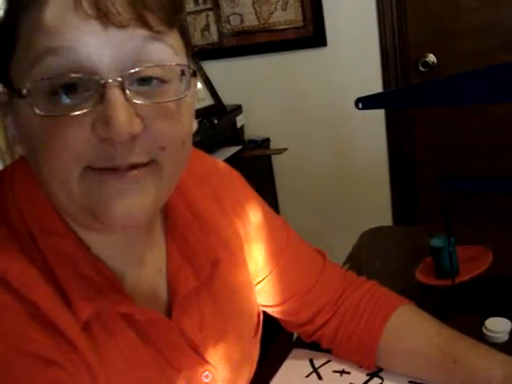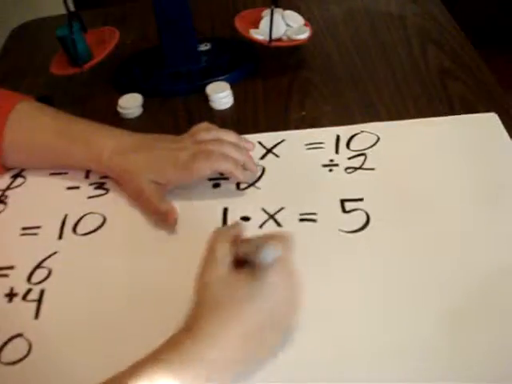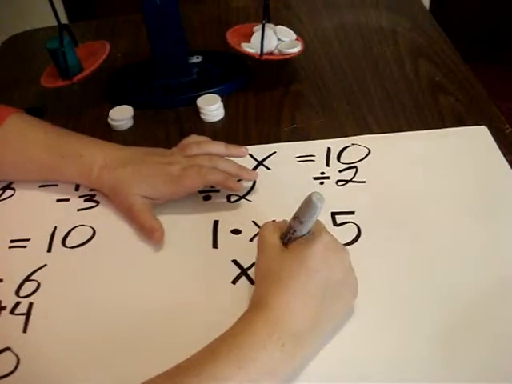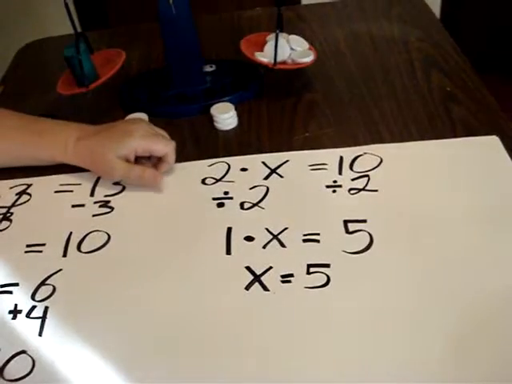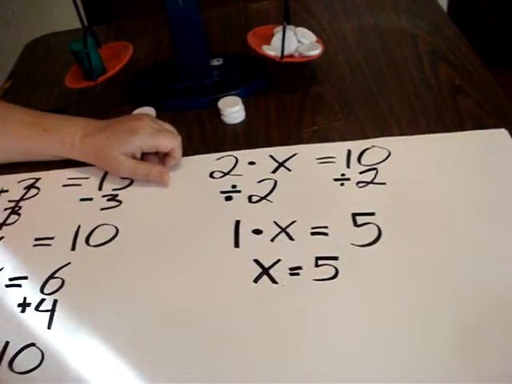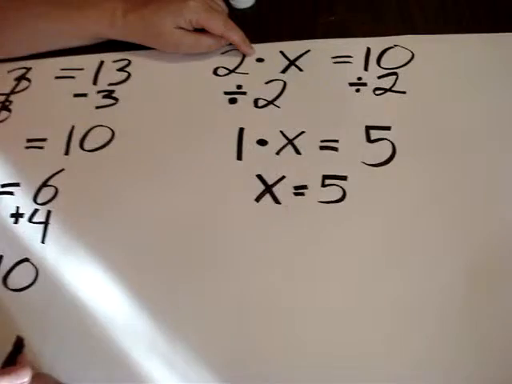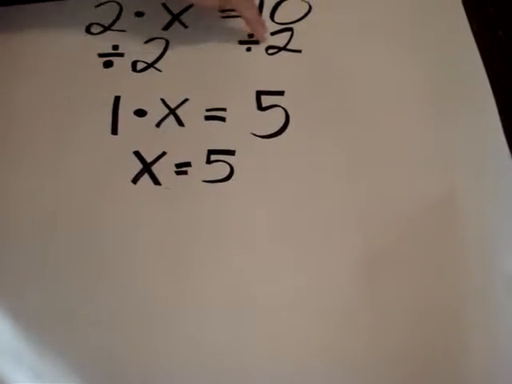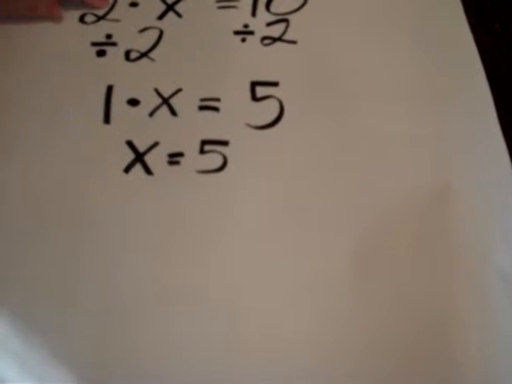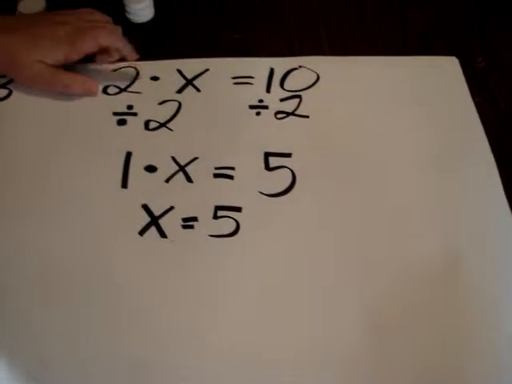It's the identity property of multiplication. 1 times anything is the same anything you started with. 1 times 3 is 3, 1 times 5 is 5, 1 times x is x. So we don't need to write it this way. We can just represent it as x equals, in this case, 5. So what we did was we took multiplication and we did the opposite operation, division, and we did it on both sides.